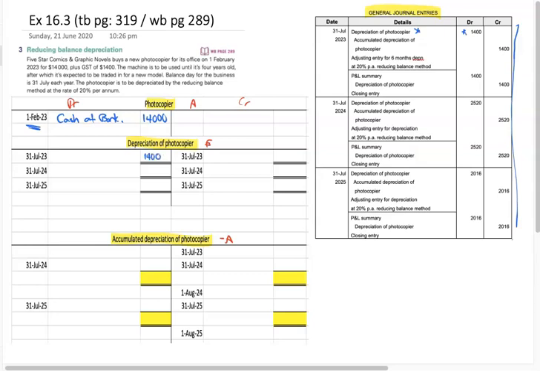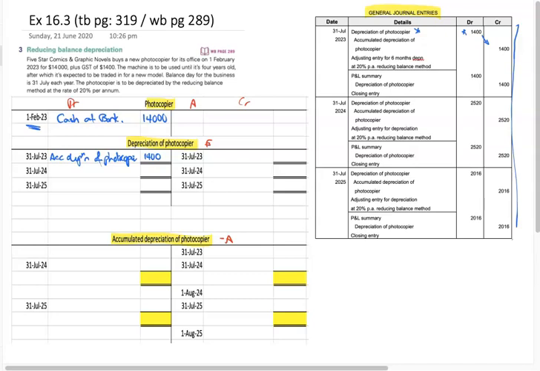$1,400. And we are going to do this as a debit. And our cross-reference is the other side of this transaction. We're going to say what our credit was. What is our credit? Accumulated depreciation of photocopier. That's all you need to do.